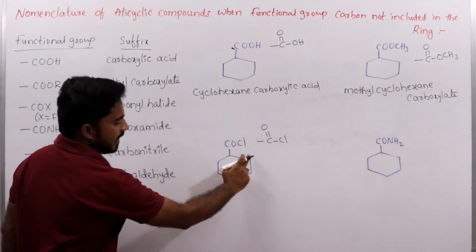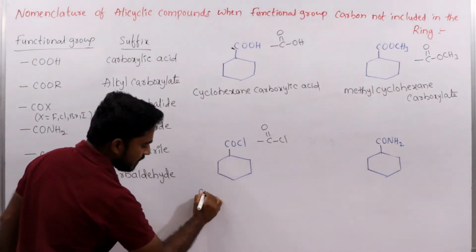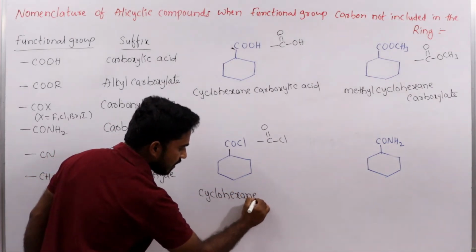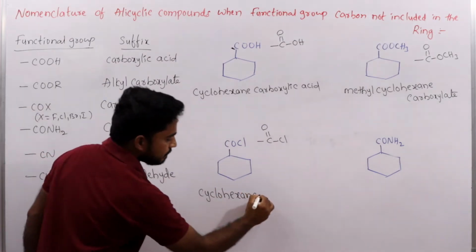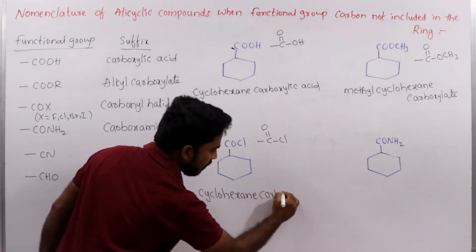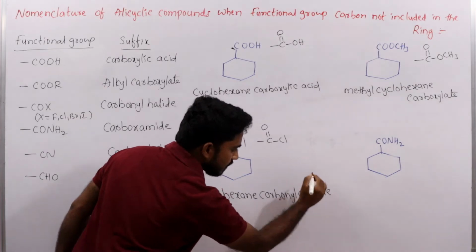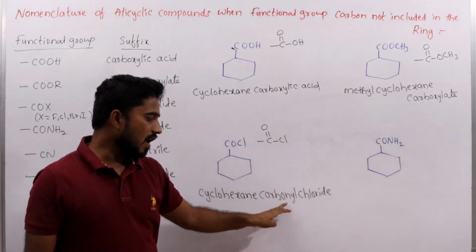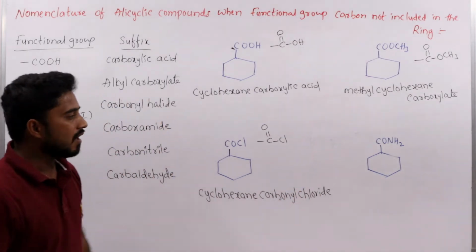Then the cyclohexane ring is bonded with COCl. That's why we write cyclohexane carbonyl chloride. If it is bonded to bromine, then we have to use carbonyl bromide. Iodine means iodide, fluorine means fluoride, like that.